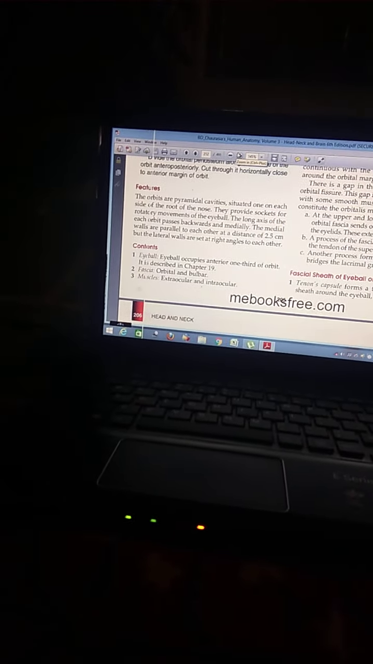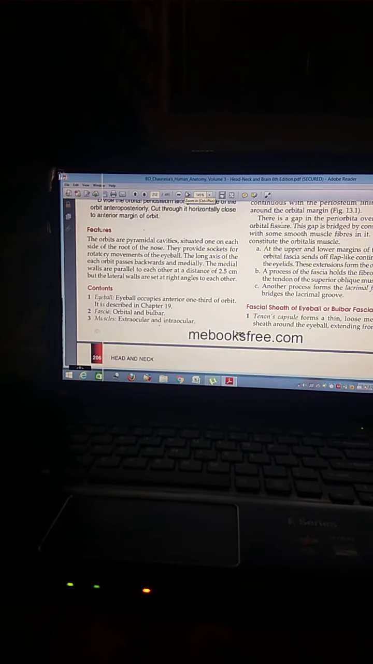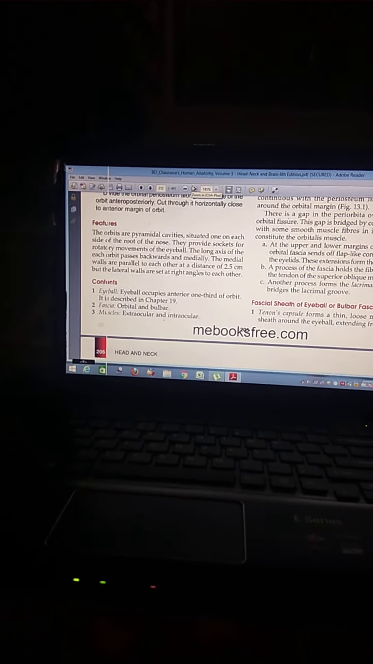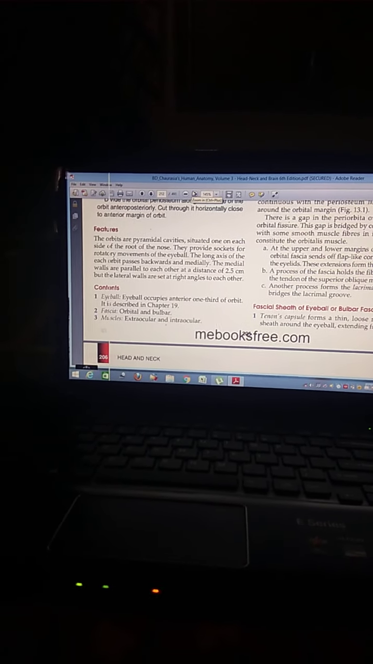Now the features of the orbit. The orbits are pyramidal cavities situated one on each side of the root of the nose. They provide sockets for the rotatory movement of the eyeball. The long axis of each orbit passes backwards and laterally. The medial walls are parallel to each other at a distance of 2.5 centimeters. The lateral walls are set at an angle.